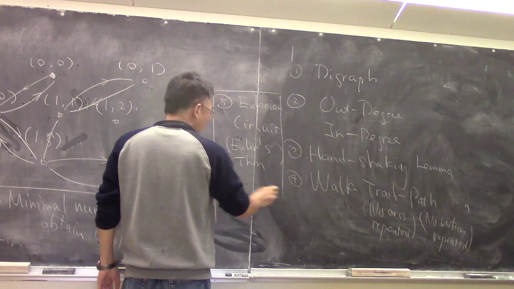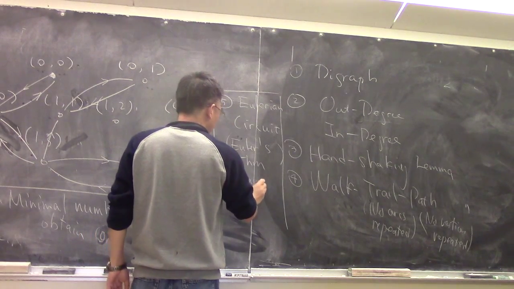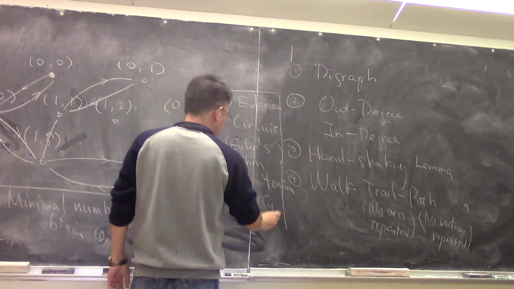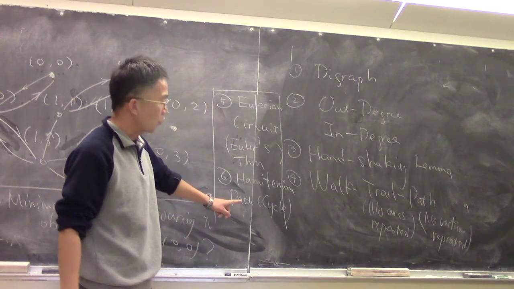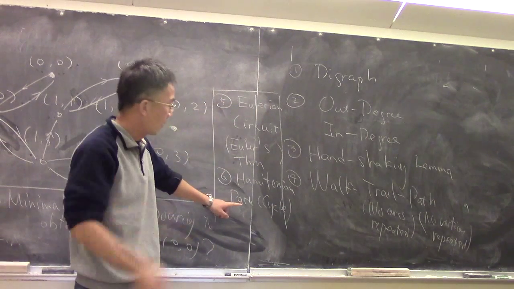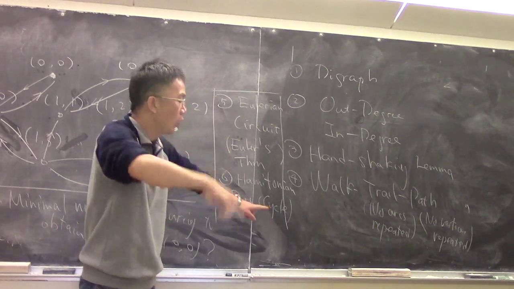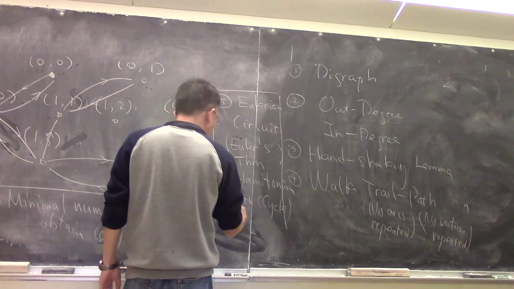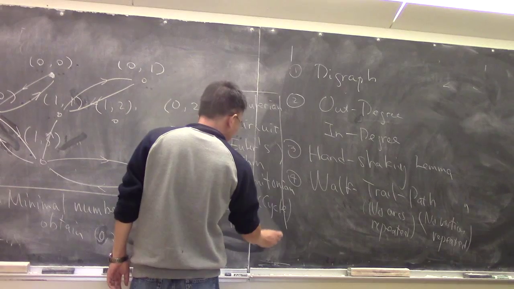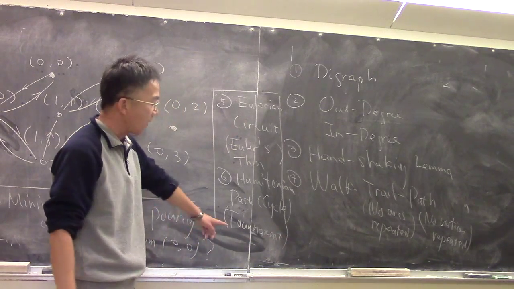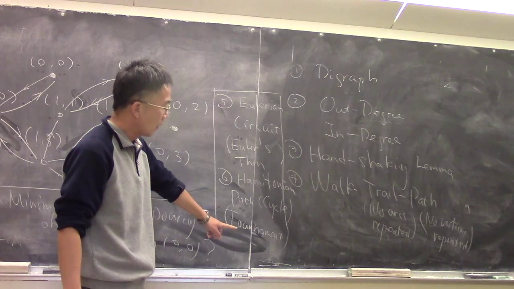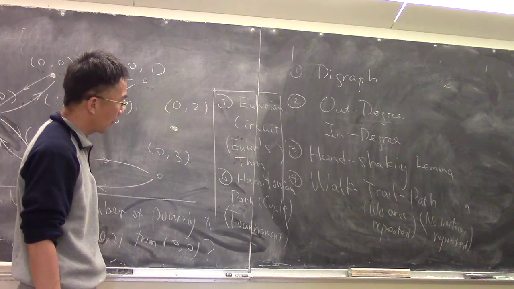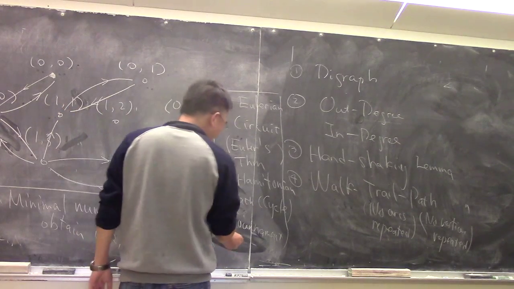And we look at the Hamiltonian path or circuit. A Hamiltonian path means it has to go through all of the vertices. A Hamiltonian circuit means it is a circuit that covers all of the vertices. Right? And for the application, we look at what we call a tournament. For a tournament, the underlying graph is a complete graph, right? For a tournament, you will always be able to find a Hamiltonian path.